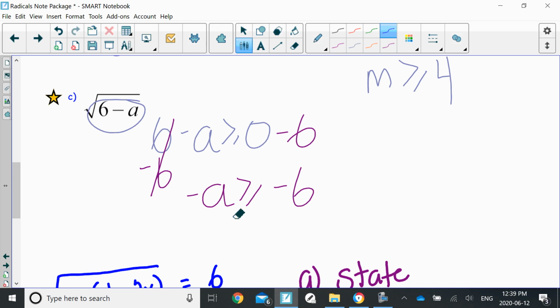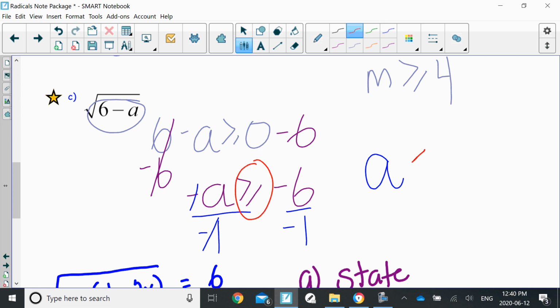And then we would divide both sides by -1, and those negatives would cancel. And we would get a is, oh, sorry, I almost made a mistake. When you divide both sides by a negative number, this inequality sign switches. So now my restriction is a is less than or equal to 6. So a could be any number that's 6 or less than 6.